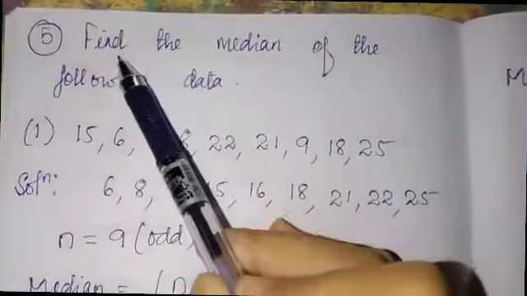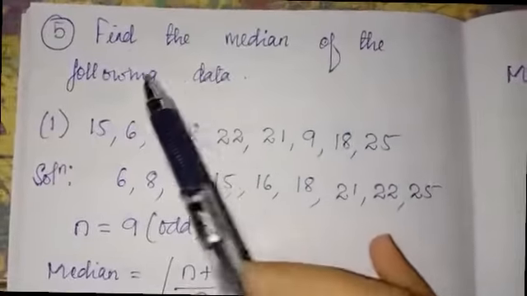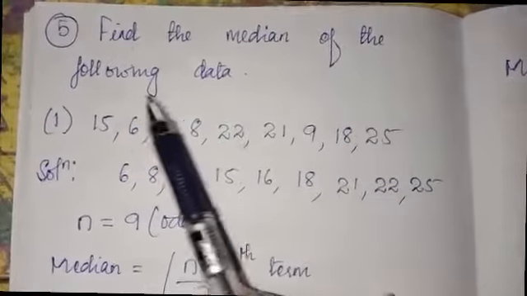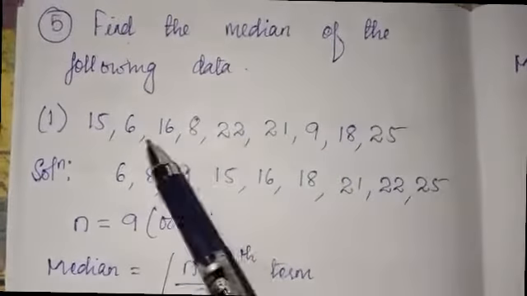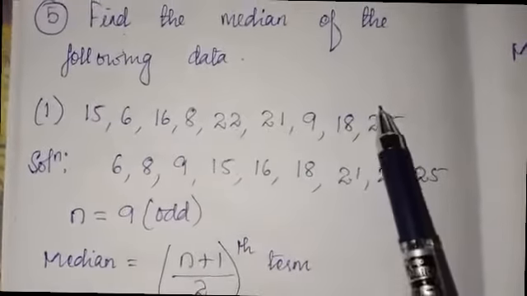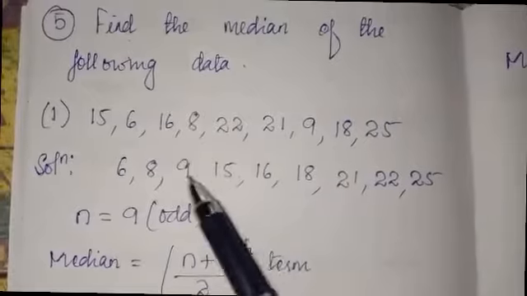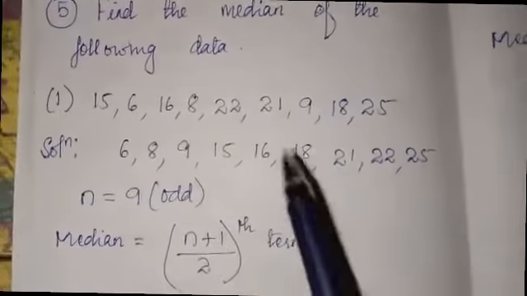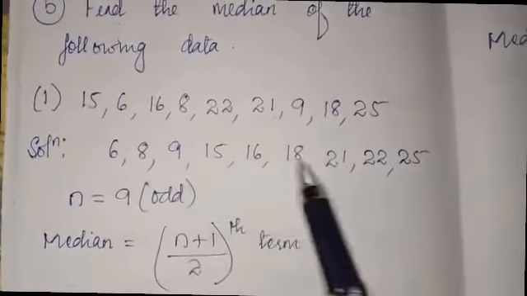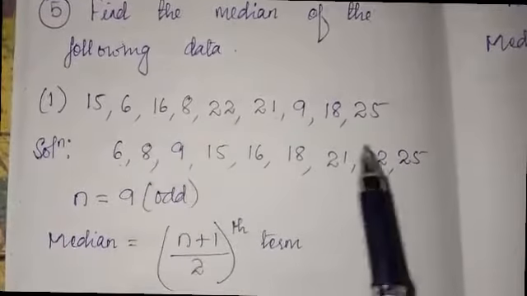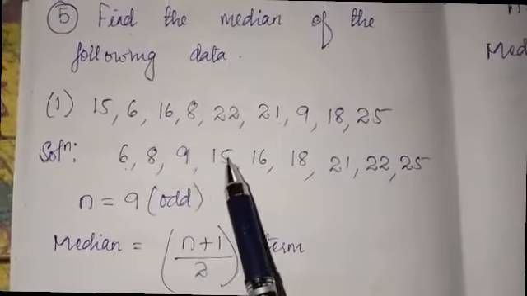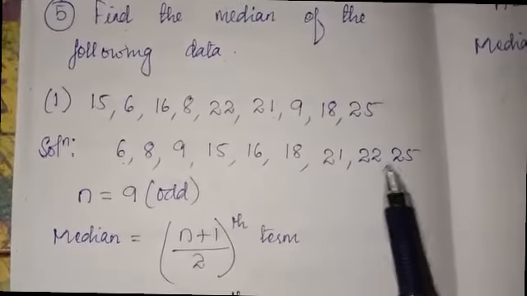Here the question is, find the median of the following data. From this given data you have to find the median. To find the median, first you have to arrange the given data in ascending or descending order. Here I am arranging in ascending order, smaller to bigger number. Then you have to count how many numbers are there: 1, 2, 3, 4, 5, 6, 7, 8, 9.